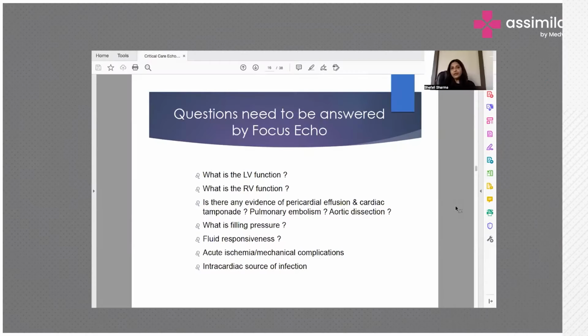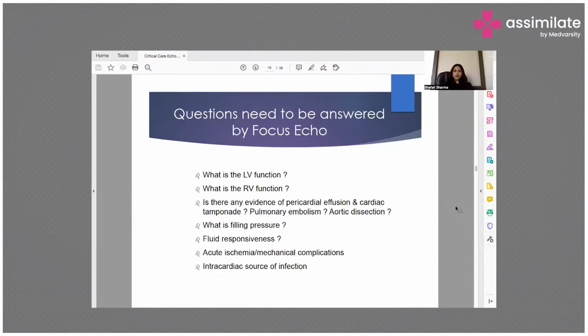Now, whenever we do a focused echo, the questions which need to be answered are: what is the left ventricular function? What is the right ventricular function? Is there any evidence of pericardial effusion and cardiac tamponade?